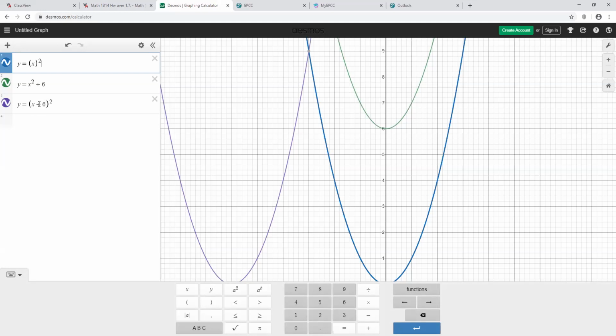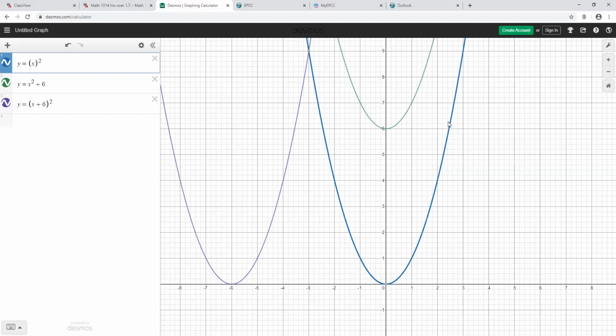So what's the opposite of plus 6? What's the mathematical inverse of addition of 6? It's -6, sir. So that means it's going to take the original blue parent function and slide it, or shift it, or translate it 6 units to the left.